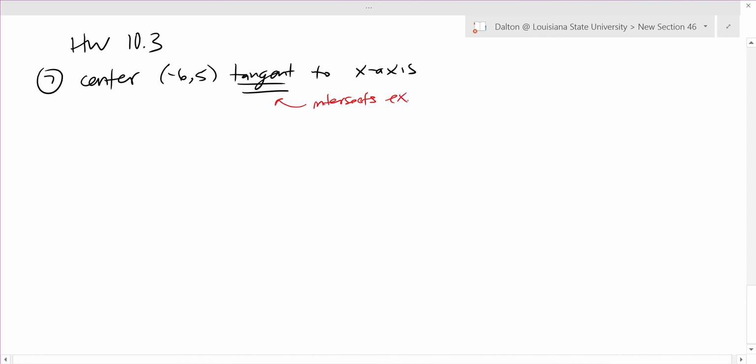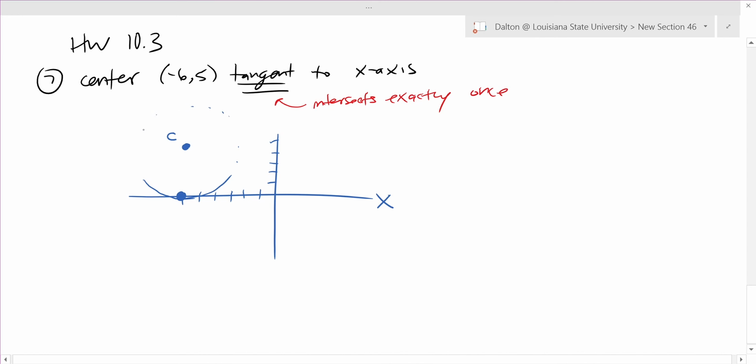So if I were to draw this scenario, that would end up being a center point at (negative 6, 5) would be here. If it's tangent to the x-axis, the x-axis is below, that means it's going to intersect the x-axis exactly once. So it will bounce here and then come up this way, and the rest of the circle will end up forming that way. So draw that scenario, and then it will allow you to count the radius. You're given the center, you just need to count the radius, and then you can proceed there.